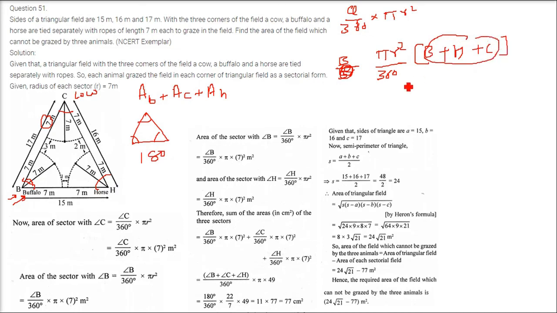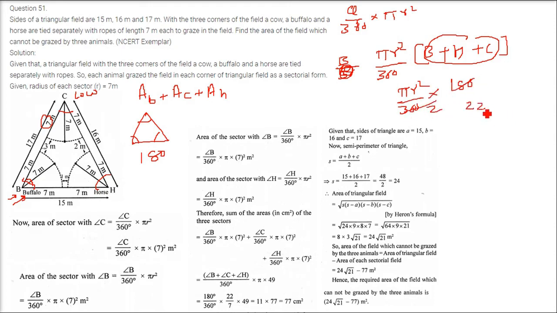So I can just say pi r square by 360 and this angle B, that is theta 1, angle B plus angle H plus angle C. But if you remember, for a triangle, the internal angle sum is 180 degrees. So this accounts to 180 degrees. So this will be pi r square by 360 into 180 by 2. So pi r square by 2 ultimately.